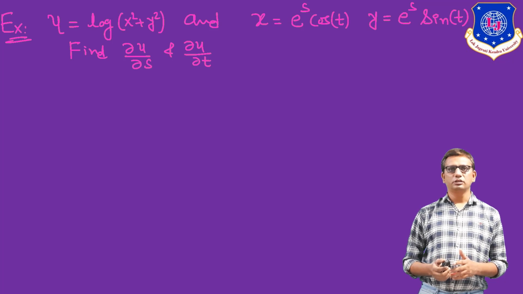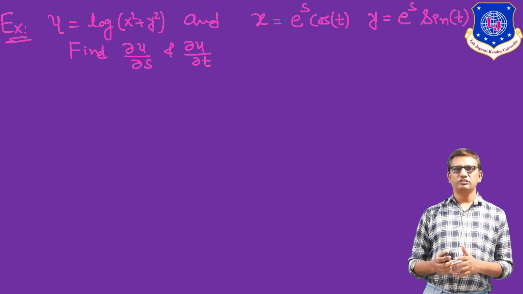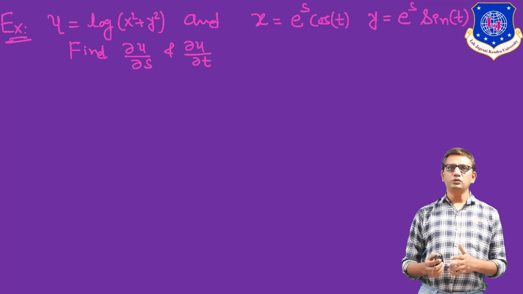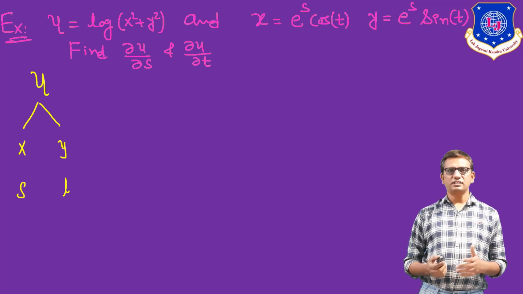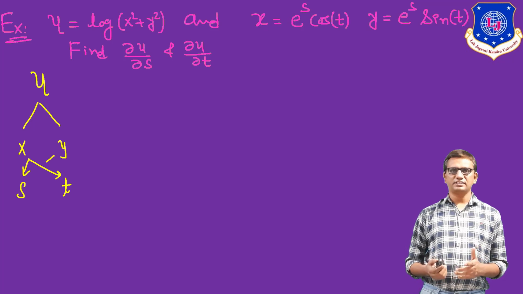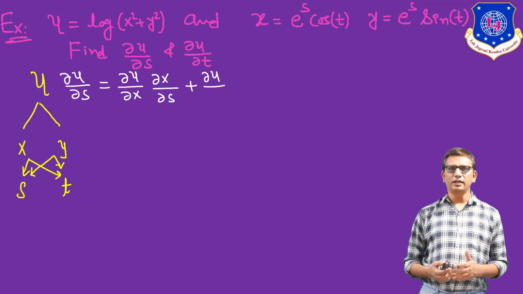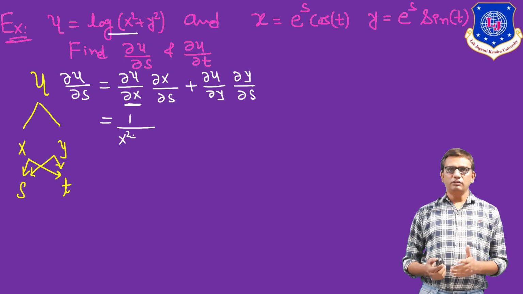Here u is log of x square plus y square, and x is a function of e raised to s and cos t, y is a function of e raised to s and sin t. So we can say that x and y are functions of s and t, and u is a function of x and y. So finally, how do we calculate del u by del s? Here we will write the formula first. Del u by del s is equal to del u by del x into del x by del s, plus del u by del y into del y by del s.